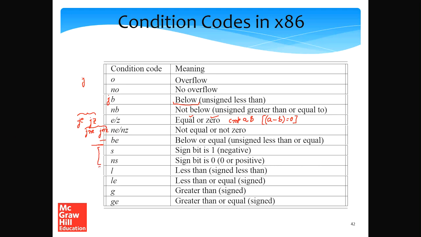Now we have some signed operators, L and LE. L means less than, signed less than. This is a signed comparison. LE means less than or equal, signed. G and GE mean greater than and greater than or equal. So a branch of the form JG would mean jump if greater than, and JGE would mean jump if greater than or equal in a signed sense.